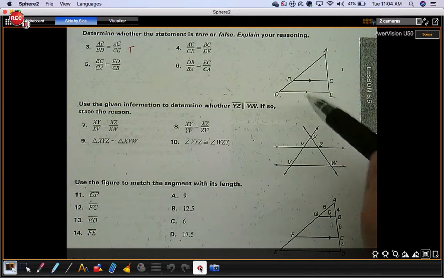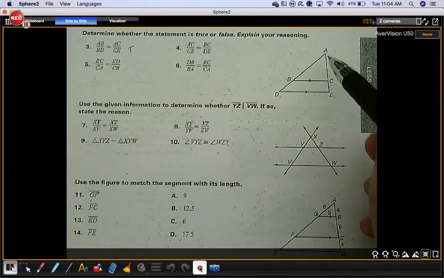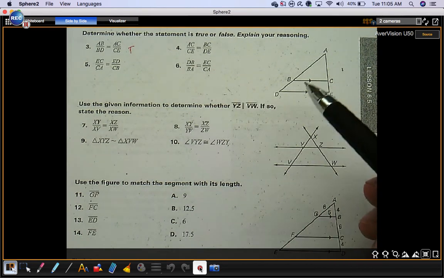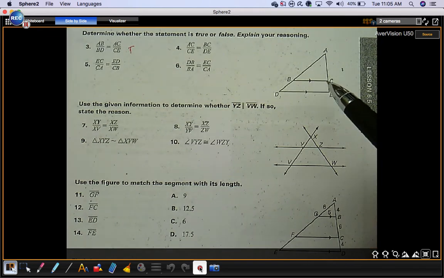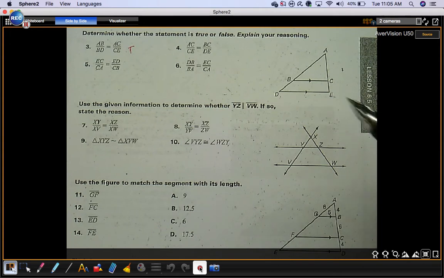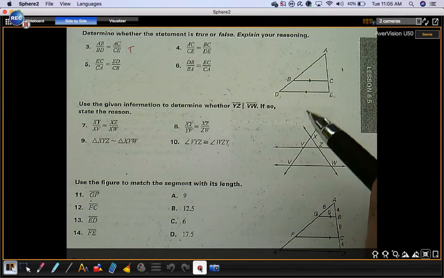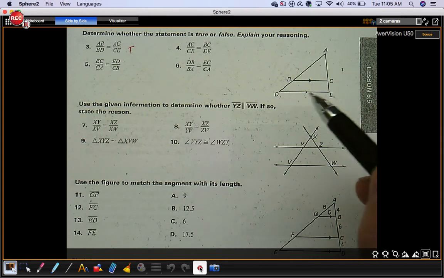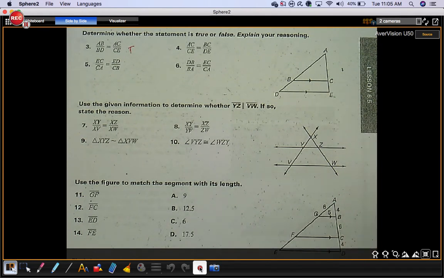Number 4, A to C. That's the entire right side of the small triangle. We're going to compare that with C to E. And this looks normal so far. This is not an entire side of a triangle. It's a little piece. Is that the same thing as this entire side compared with this entire side? These are not the same because this is not an entire side of a triangle, so you can't compare it with an entire side of a triangle.